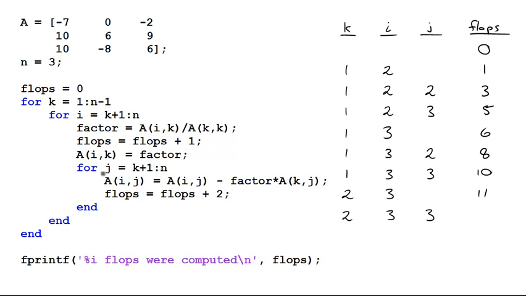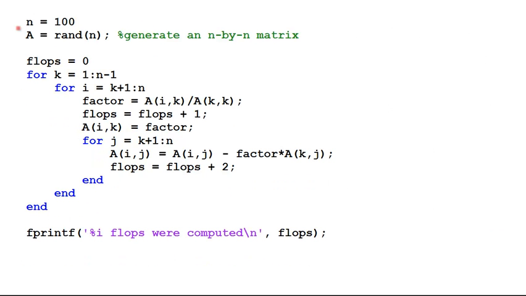We only move through that loop once, and we come up with the final number of floating point operations equal to 13, which is what we saw in the previous screencast for n equal to 3. Let's look for a more general case in which we can set n to anything we want. Here I've written some code in which a random n by n matrix, with n equal to 100, will generate a matrix A. We'll run the algorithm on it and keep track of the number of floating point operations.